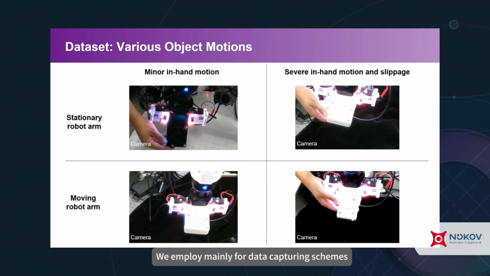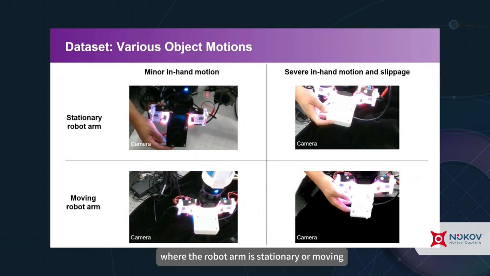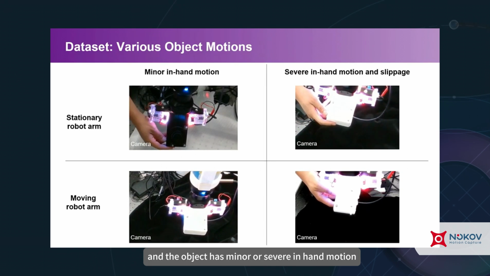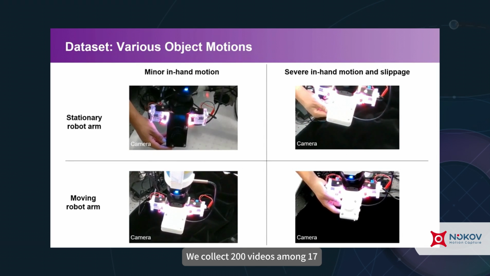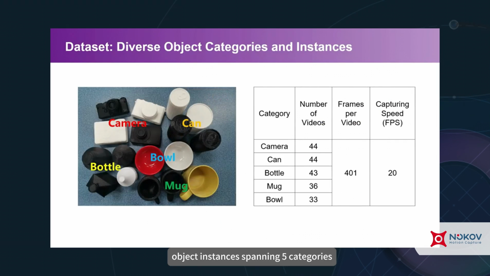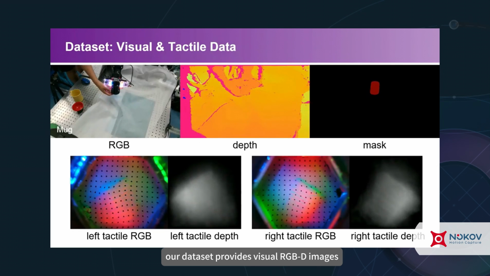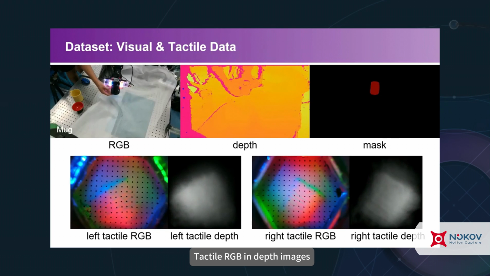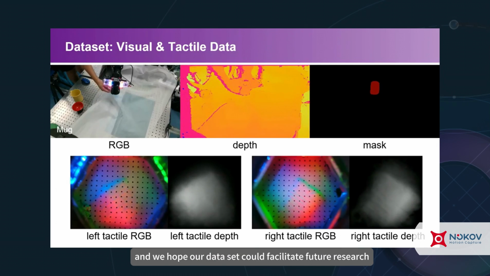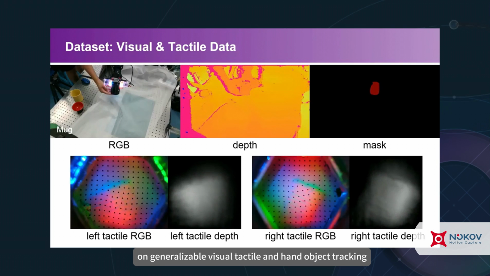We employ mainly 4 data capturing schemes, where the robot arm is stationary or moving, and the object has minor or severe in-hand motion. We collect 200 videos among 17 object instances spanning 5 categories. The system captures the visual tactile signals and object pose at approximately 20 fps, and each video contains 401 frames. Our dataset provides visual RGBD images, object segmentation masks, tactile RGB in-depth images, object poses, camera intrinsics and extrinsics, and we hope our dataset could facilitate future research on generalizable visual tactile in-hand object tracking.